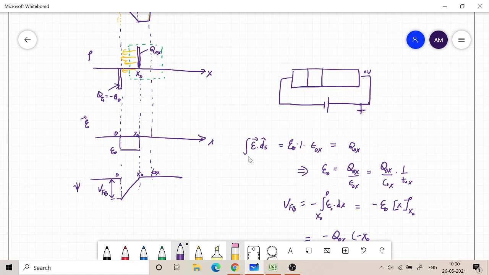Let me check. So ds is basically a unit vector pointing out of the cuboid, so that is toward the left, and my electric field is also to the left, and therefore they are in the same direction, so it should be the same. Okay, but if I take, okay, so yeah, the difference is this.